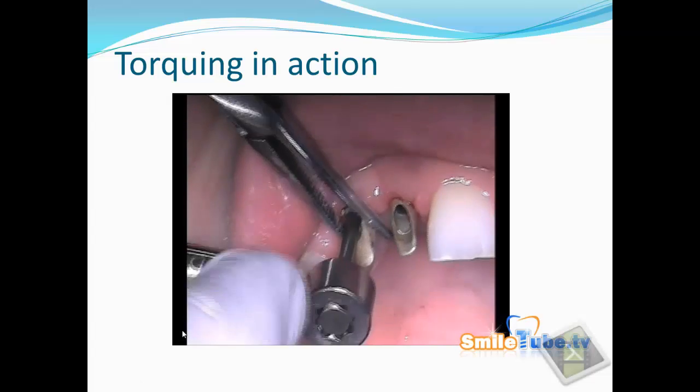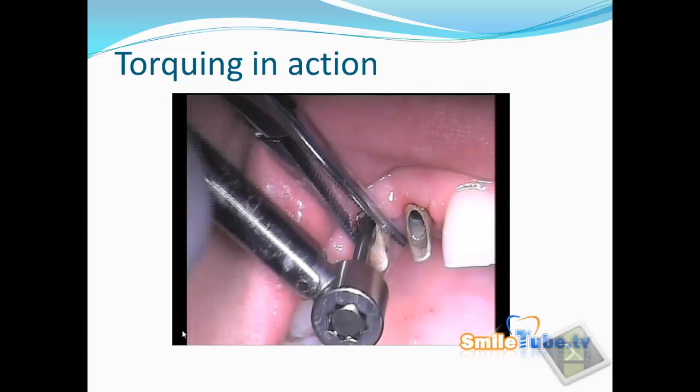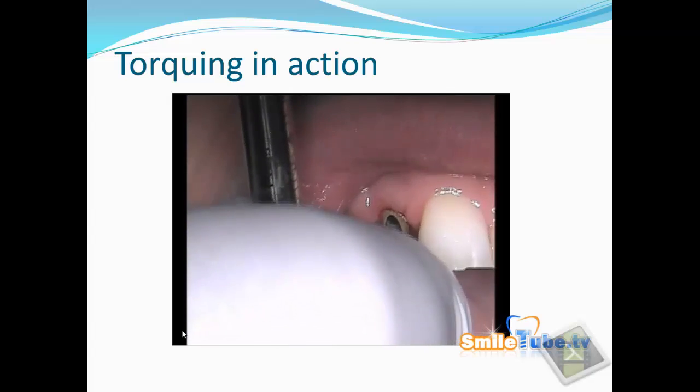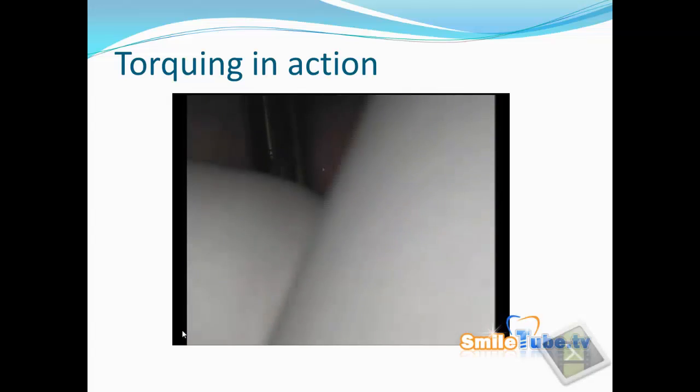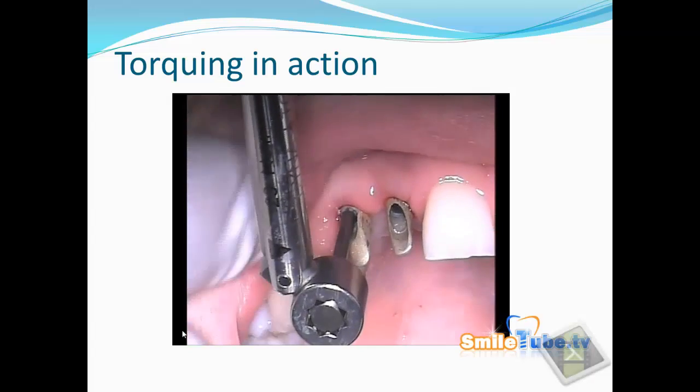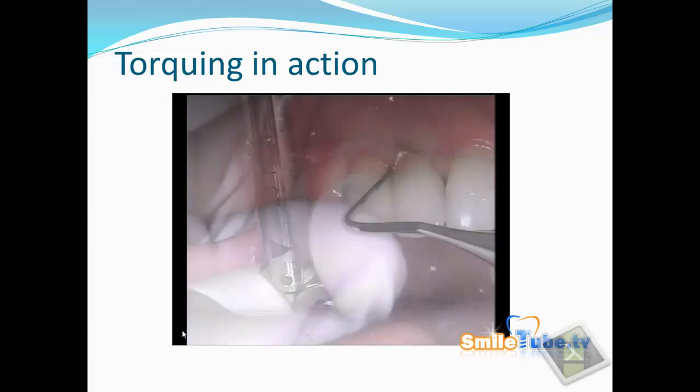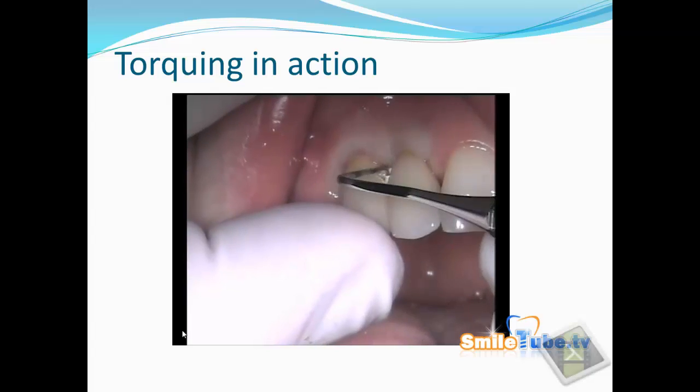And note the artery forces providing counter torque, because we don't really want to torque the abutment in the bone, we just want to torque the abutment screw within the implant. And this torque wrench breaks at 20 Newton centimeters.